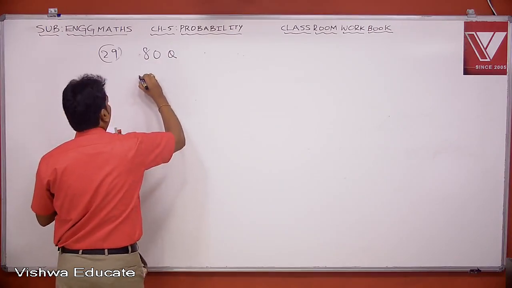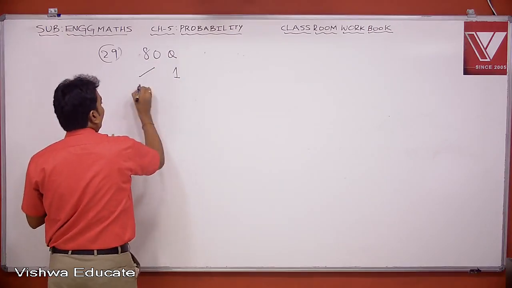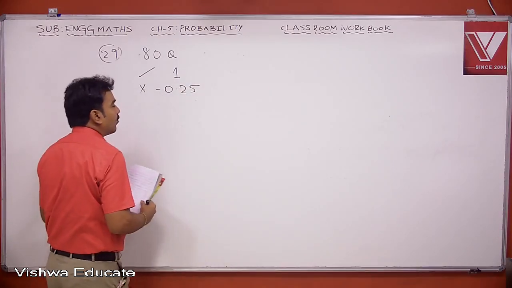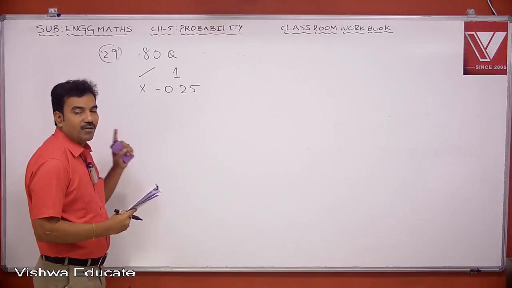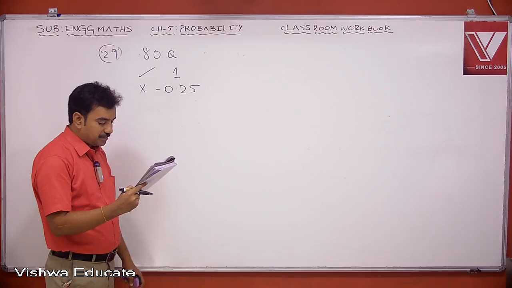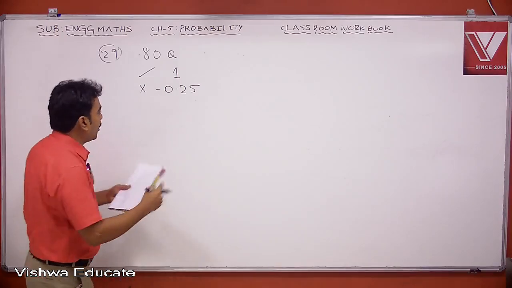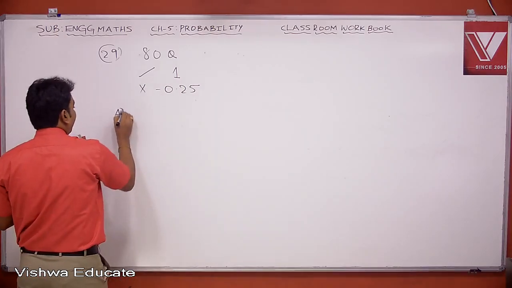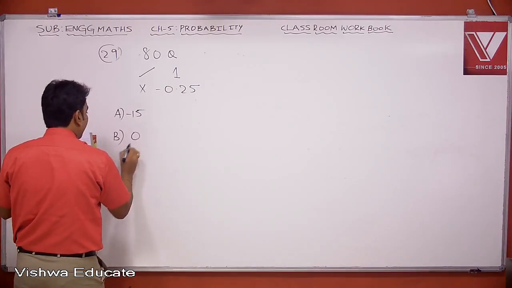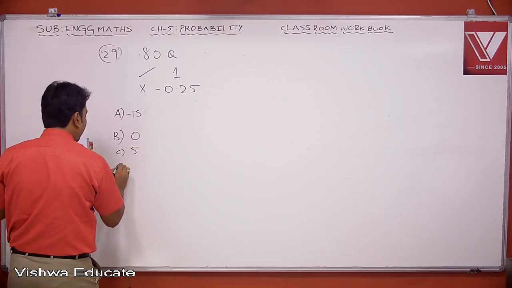For a right answer, the student will get 1 mark. For a wrong answer, the student will get minus 0.25 negative mark. In one of the previous sessions, we handled one question based on this. Now it's similar to that. See, when you go through the options, interestingly, they are like this: minus 15, 0, 5, 20.